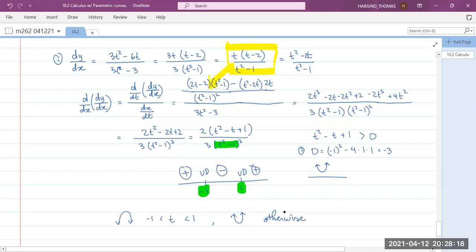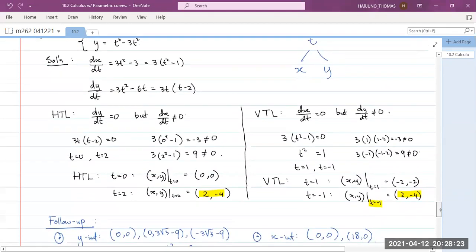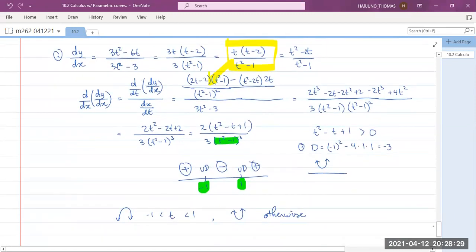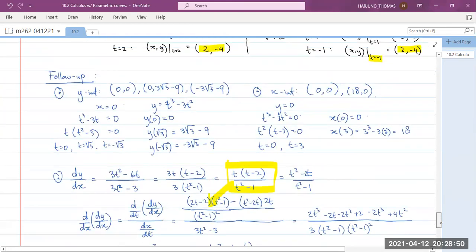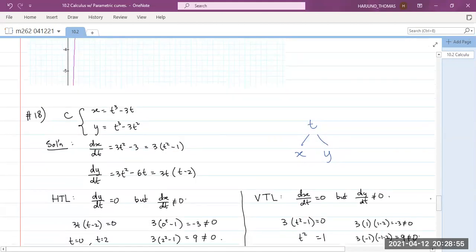Is there anything I'm missing? Horizontal and vertical tangent line, x-intercept, y-intercept, inflection points. We don't have an inflection point from what we see here. We don't have the situation where the second derivative is equal to 0. The function seems to be continuous everywhere though, right? Both of them are polynomials.